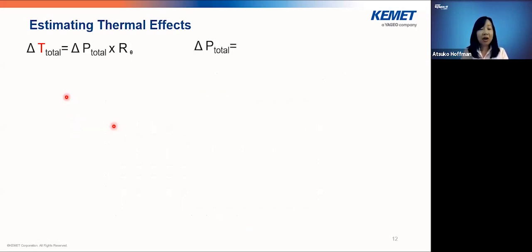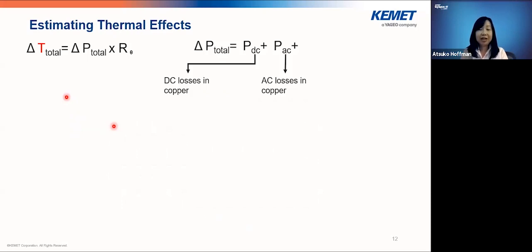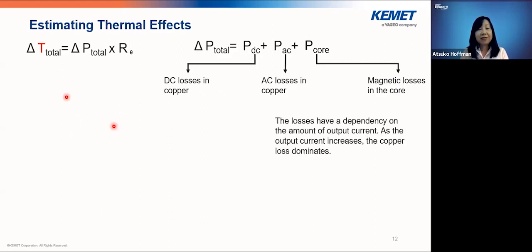And total power loss has 3 major elements. It's a sum of DC loss in copper wire, AC power loss from copper wire, and magnetic loss in the core. I have a detailed slide on the next, but the losses have a dependency in the amount of output current. As the output current increases, the copper loss starts dominating the loss.